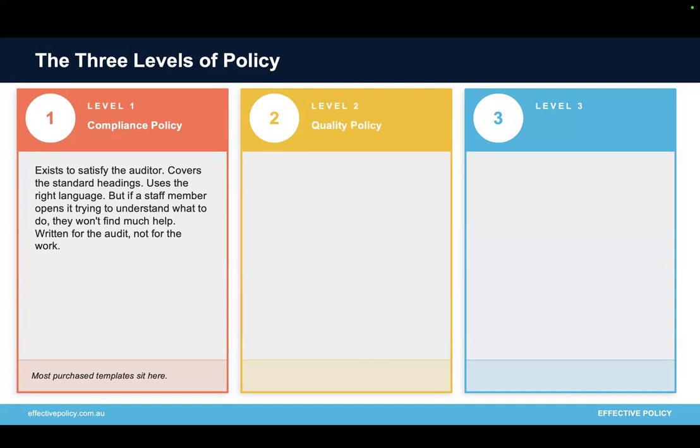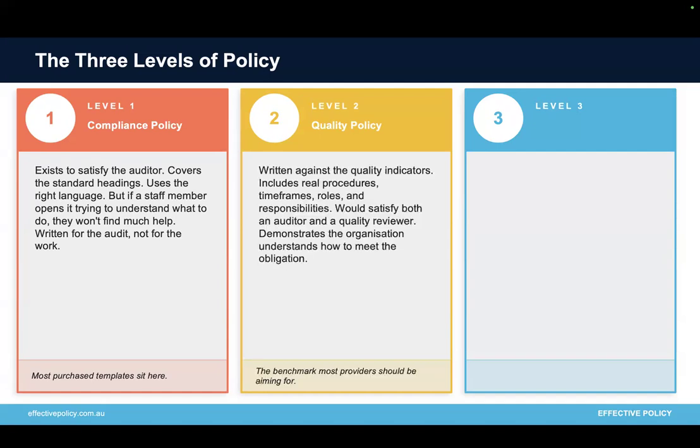So level 2 might be your quality policy. So it's got compliance and it's got quality. So it's much better because it's not just dealing with you must do this or you must do that. It's actually got some quality management theory and concept in there about always wanting to do better and how we would do better, and look at our data and learn from what we've done. So these will be written against the quality indicators, but they'll include real procedures.